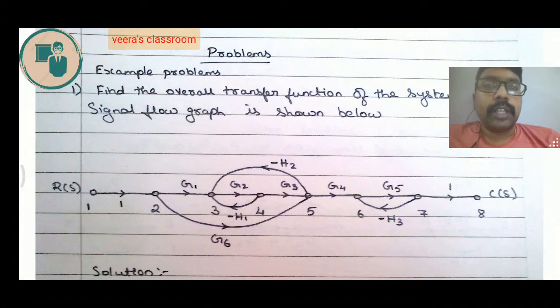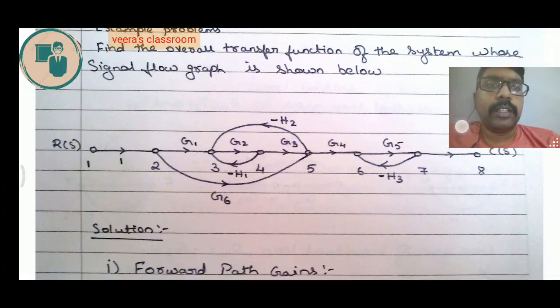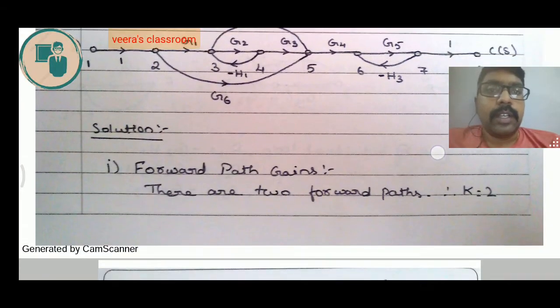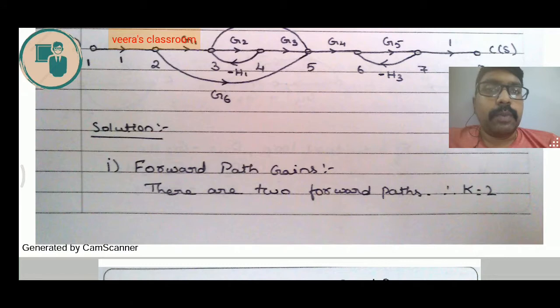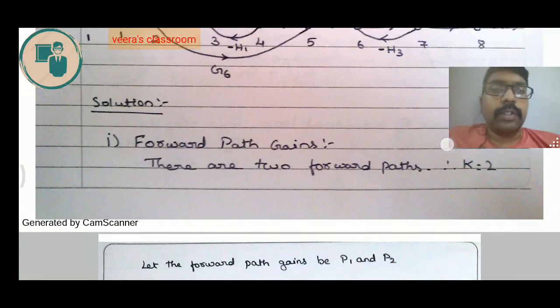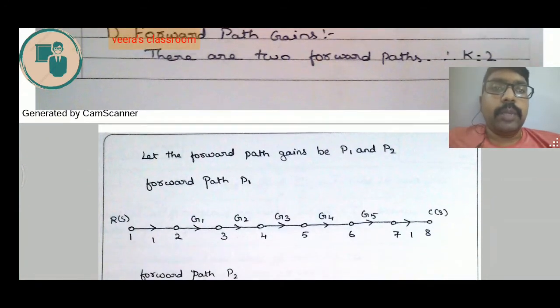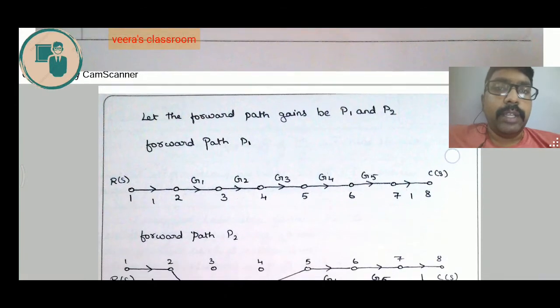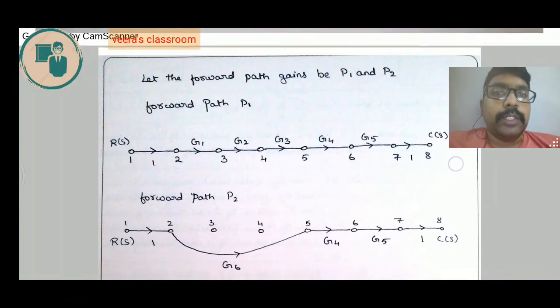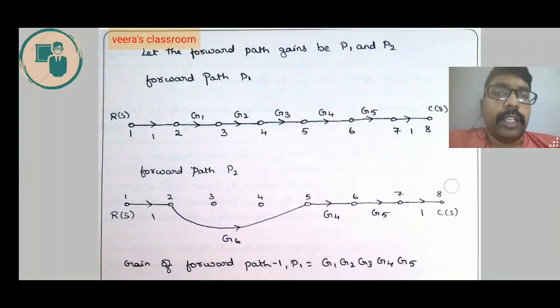So when you are going to write the terms in this forward path, it is 1 into G6 into G4 into G5 into 1. So the gain of the second forward path is G6, G4, G5, or else we can write it as G4, G5, G6. So the first step, what I have said, is there are two forward paths, and the forward path 1, P1, I have drawn the diagram again, and forward path 2, P2, we have drawn the diagram again.